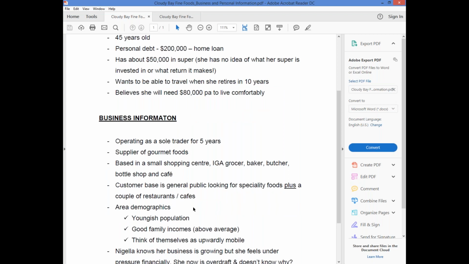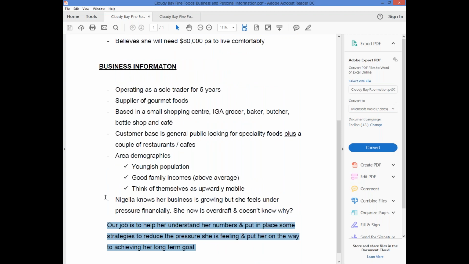A little bit more background about her business. This is the key part for us today. Nigella's business is growing, and we'll look at her financials to see if that's the case. But she's really feeling under pressure financially. Not sure if any people out there have felt that, but we've certainly seen businesses that are growing, particularly if they're growing quickly and profitably, still be under pressure financially. Their overdrafts grow, they struggle to make payments, and particularly with the tax office, they struggle to meet their obligations. In Nigella's situation, she's in overdraft, and she doesn't know why, and she doesn't like it. It doesn't fit with her longer-term goals.